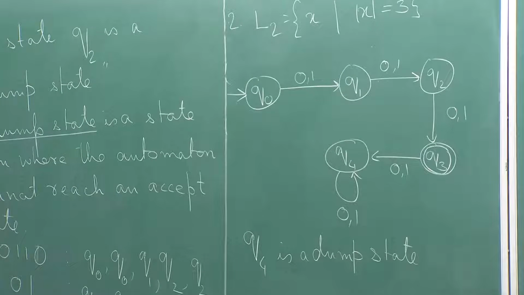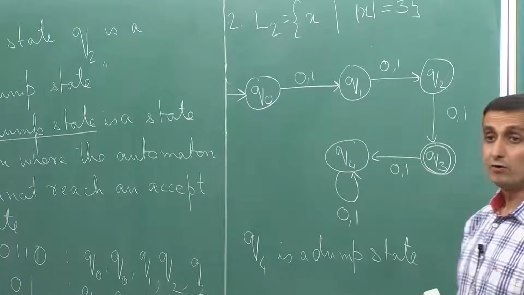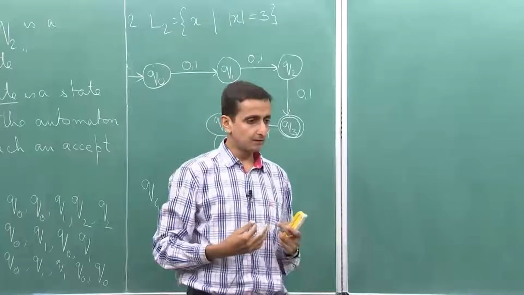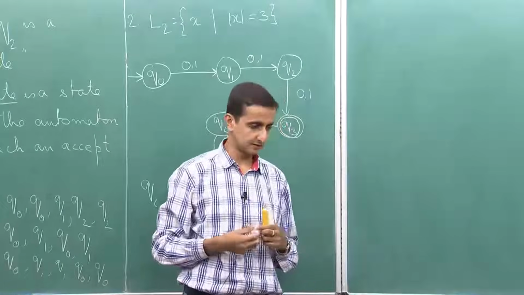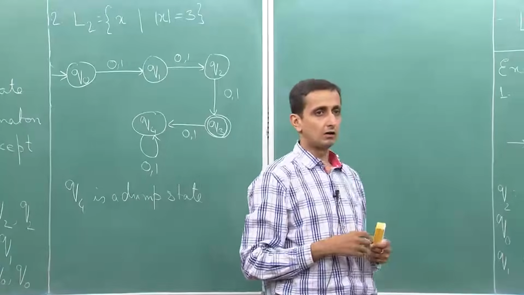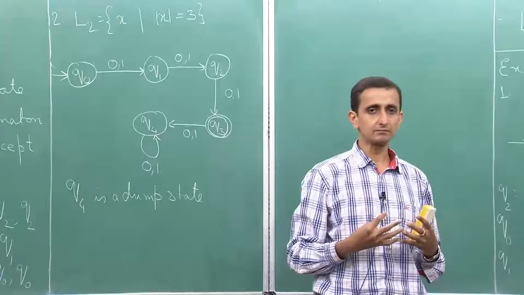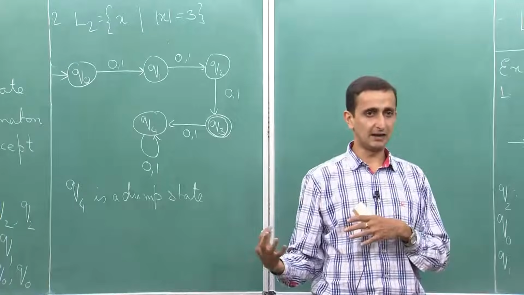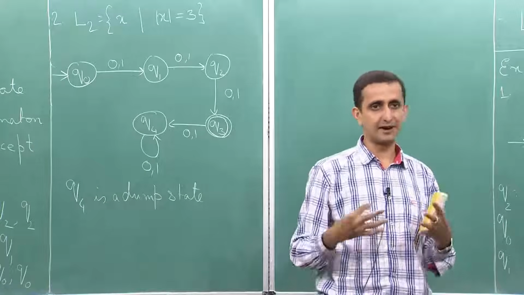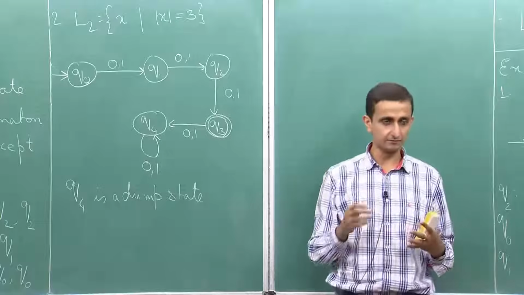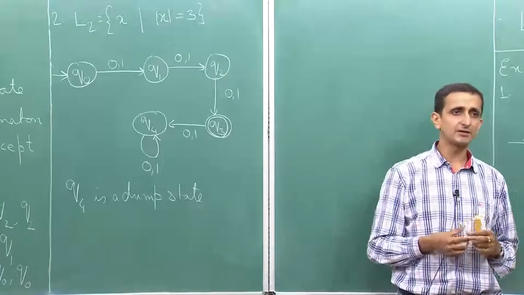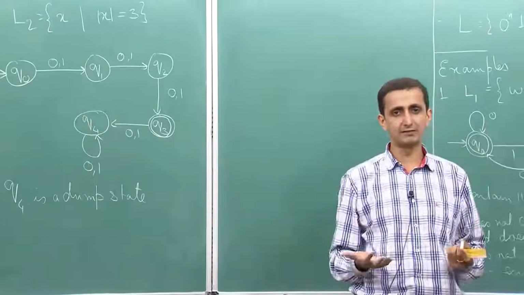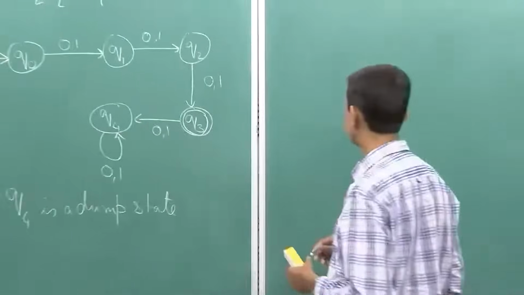Now we will look at what are called regular operations. There are some operations that we can apply to languages that give us other languages. They can either be binary operations or unary operations. A binary operation on languages takes two languages and produces a third language, and a unary operation takes one language and produces another language.